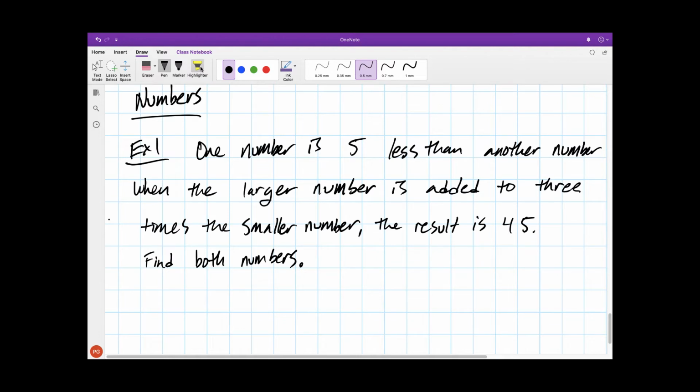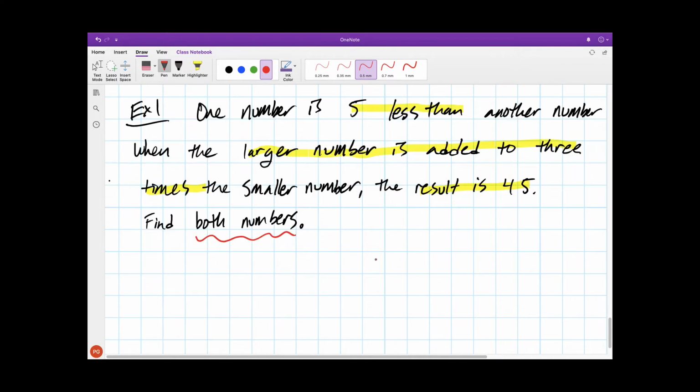Our first example here, let's go through and highlight some of the important information. So we're told these two numbers, so one is 5 less than the other. When we take the larger one and add it to 3 times the smaller one, we get 45. We want to find these two numbers. So setting up some variables, we have a first number that we'll call x, and our second number will be 5 less than that.